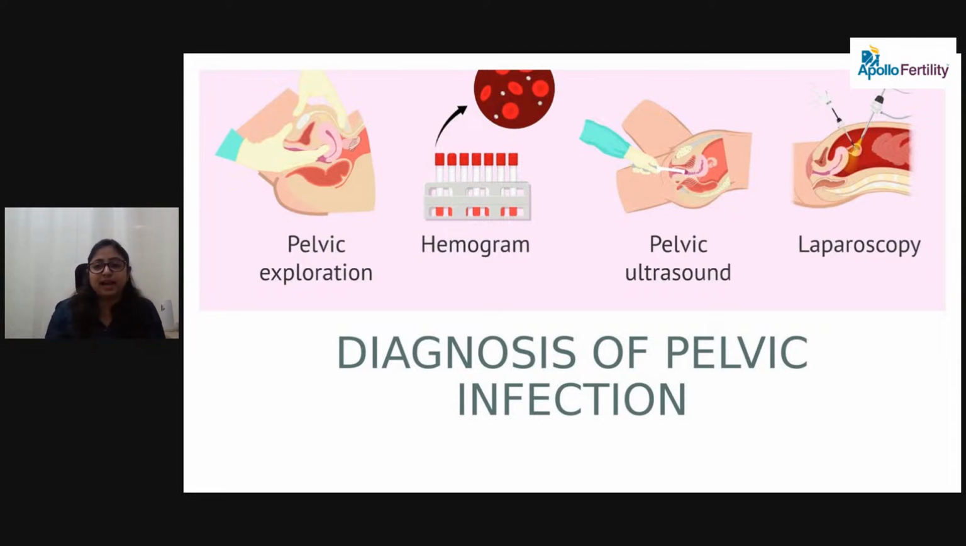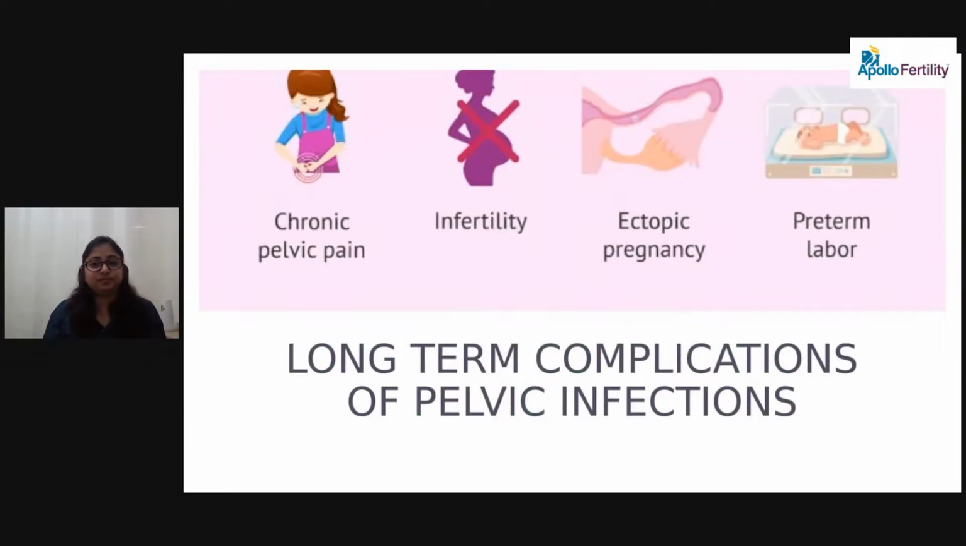Sometimes we can do a scan and find some problems, and many a times when we do laparoscopy we can find some of the signs of the infection. So we'll see what the signs of pelvic infection are now.